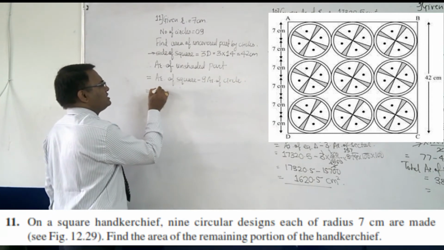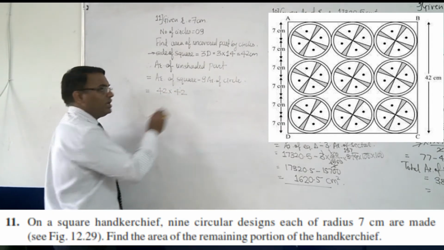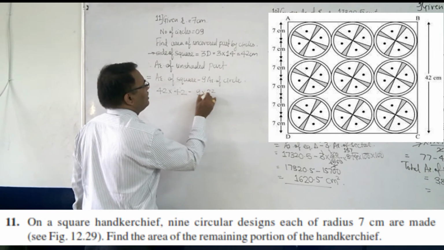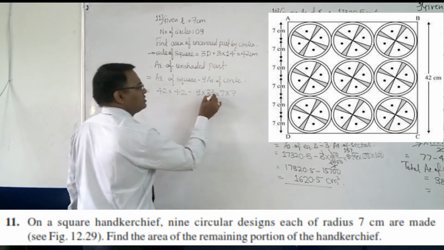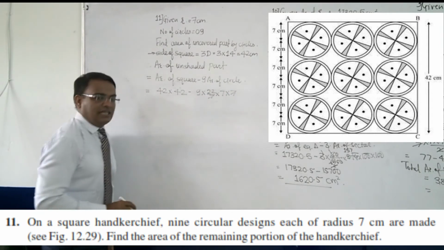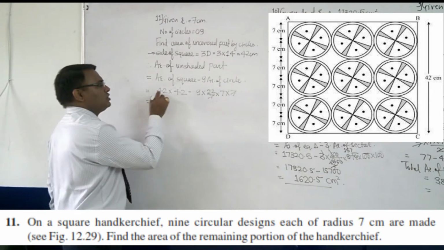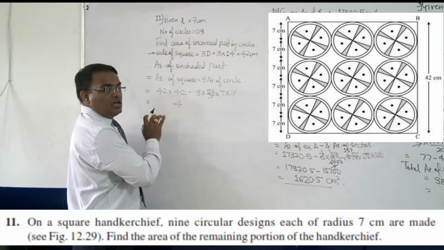So area of square is nothing but 42 multiplied by 42, that is side square. Then 9 into pi means 22 by 7, r square means 7 into 7. So this 7 and this 7 will get cancelled. After this, 42 into 42, what is it? 2 2s are 4. Right or no? Then 4 2s are, right?